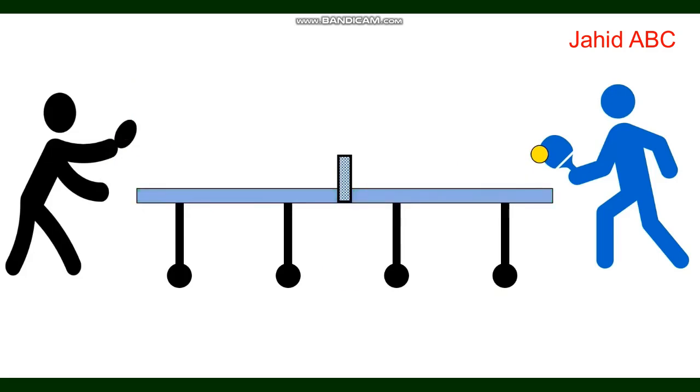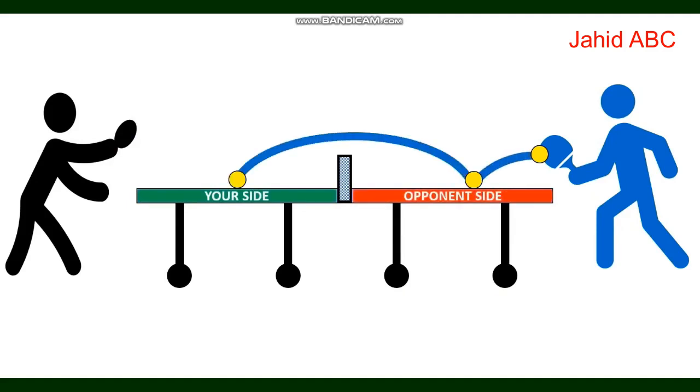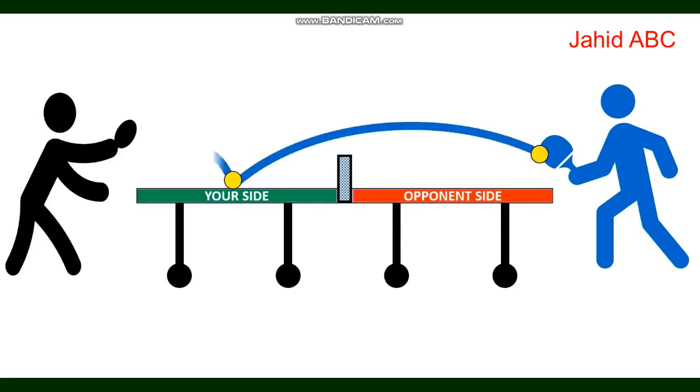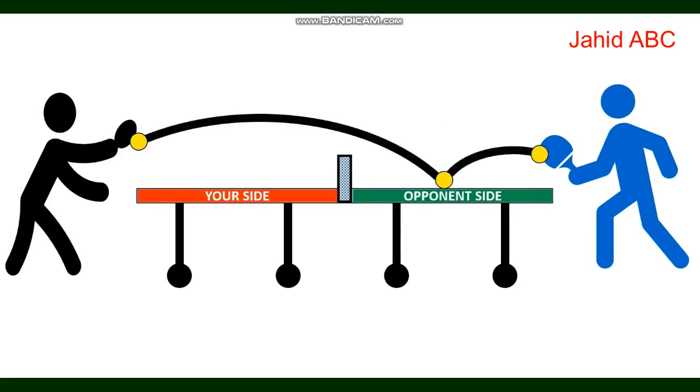serve. After you have served, if your opponent is trying to hit the ball, he needs to hit the ball onto your side. If the opponent hits the ball on his side, then that is wrong. So the opponent needs to hit the ball on your side, and then you need to hit the ball on your opponent's side, and the game goes on like that.